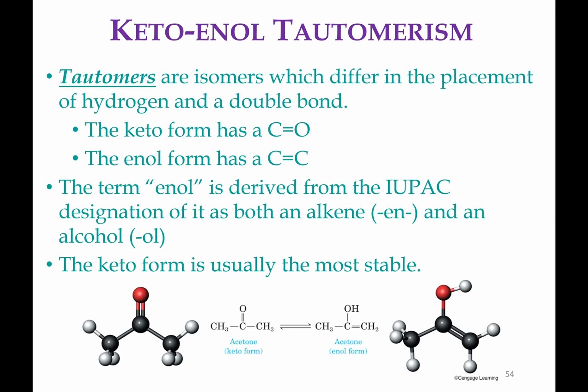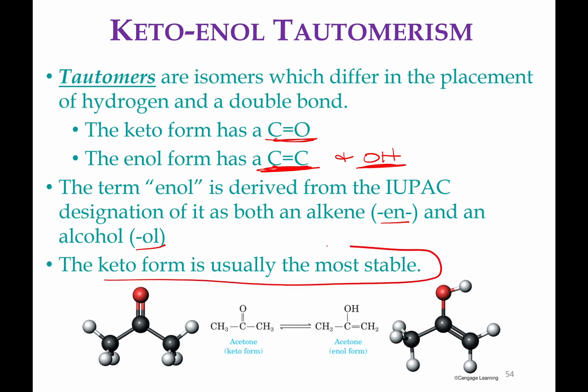The keto form has a C double bond O. That's the keto of the keto-enol. And the enol form has an ene and an ol. So an ene, a double bond, and an alcohol for the ol. Enol is derived because we have an alkene and an alcohol. The keto form is usually the most stable. That's important to recognize that that's going to be the most stable. So more stable, less stable.